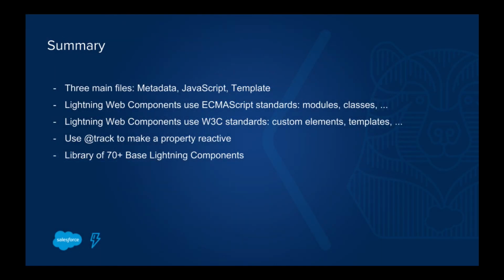To summarize, a Lightning Web Component has three main files: a metadata file, a JavaScript file, and a template file. Lightning Web Components use ECMAScript standards like modules and classes. They also use W3C standards like custom elements and templates. You use the @track decorator to make a property reactive. And you can leverage the base Lightning components, a library of over 70 UI components that are metadata aware.